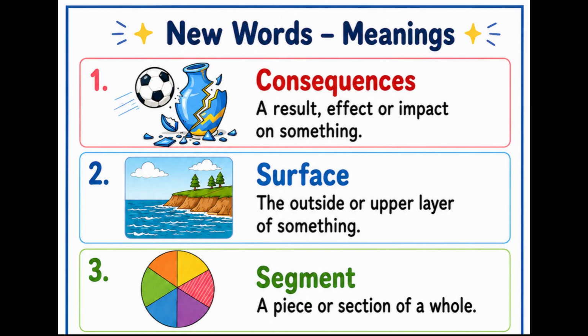Paste the paper in your books and write down the new words on the sheet. Add extra information if you want to. Consequences. A result, effect, or impact on something. Surface. The outside or upper layer of something. Segment. A piece or section of a whole.